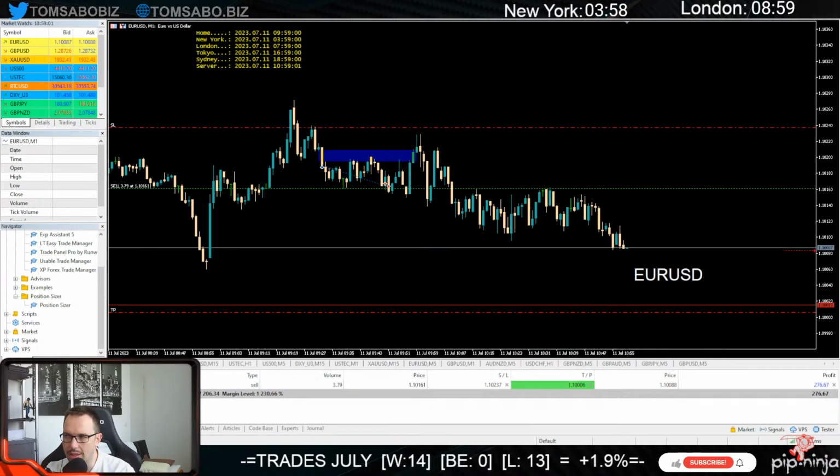Almost at TP1, guys. That's TP1 right there. Hopefully we'll get a sound alert or something. The EA should put it to break even. Hope you're doing good, Tony.